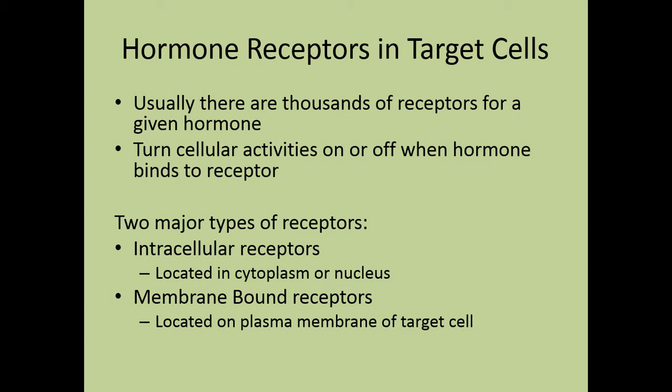Membrane-bound receptors are on the surface. They're out on the plasma membrane. Those will be receptors for hydrophilic hormones. Those are those protein-based polar hormones.